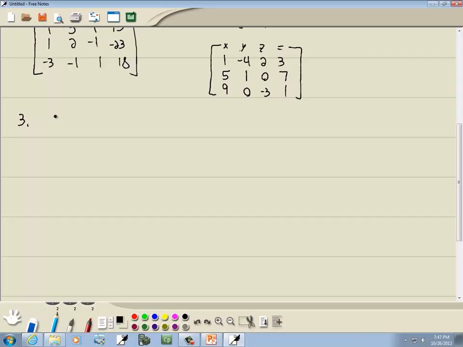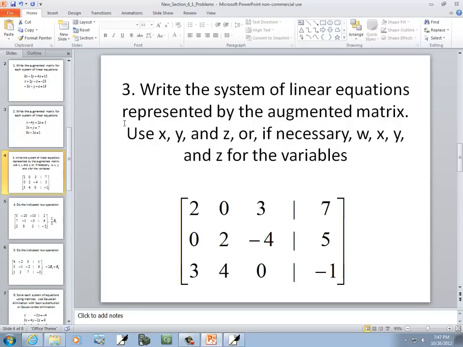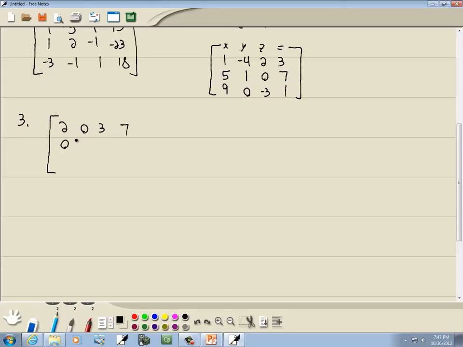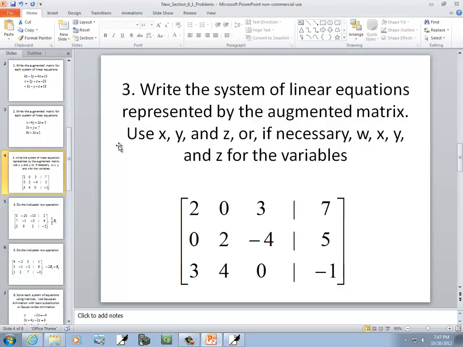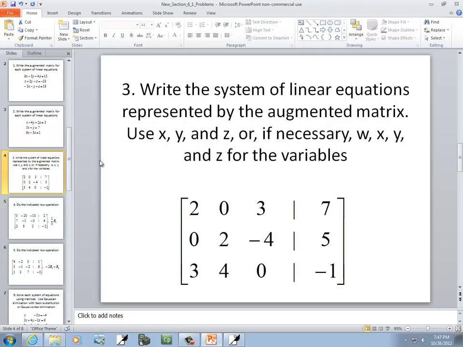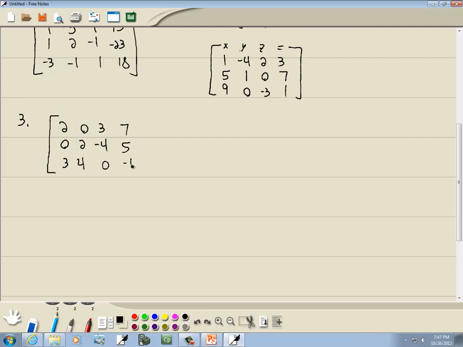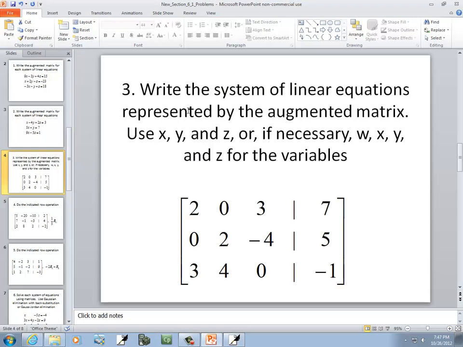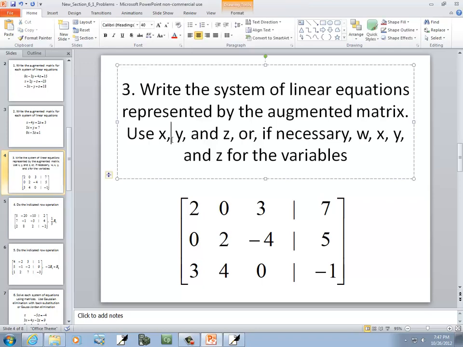On this one, we're given the augmented matrix. 2, 0, 3, 7, 0, 2, -4, 5, 3, 4, 0, -1. It says, write the system of linear equations represented by the augmented matrix. Use x, y, and z if necessary, or w, x, y, and z, depending upon how many variables you need.